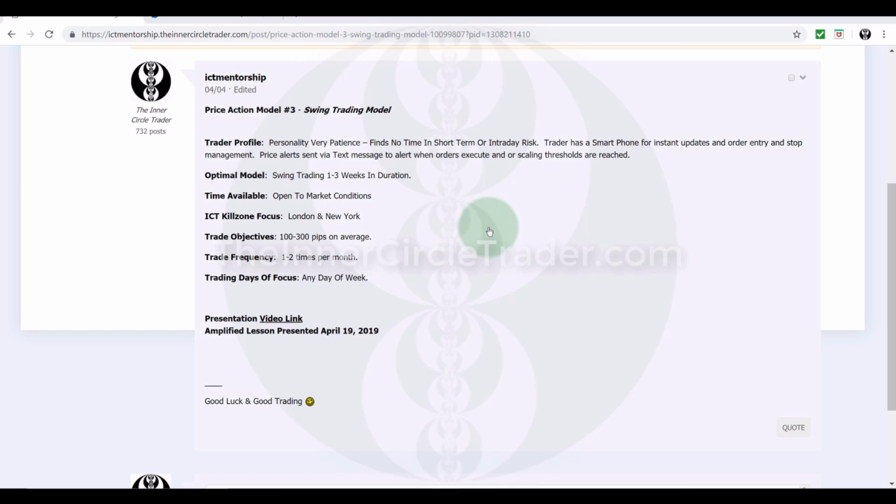So this model, we like to look at any pair, doesn't make a difference, any market. It can be a London or New York kill zone, and the trade objectives are going to be 100 to 300 pips on average. Sometimes it can be a lot more than that if there's a lot of things going behind it, like seasonal tendency, market structure.